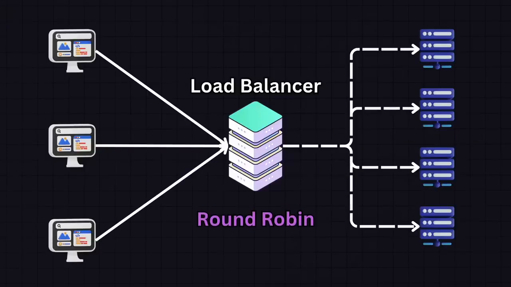First one is round robin, which is the simplest form of load balancing, where each server in the pool gets a request in sequential rotating order. When the last server is reached, it loops back to the first one. This type works well for servers with similar specifications and when the load is uniformly distributable.